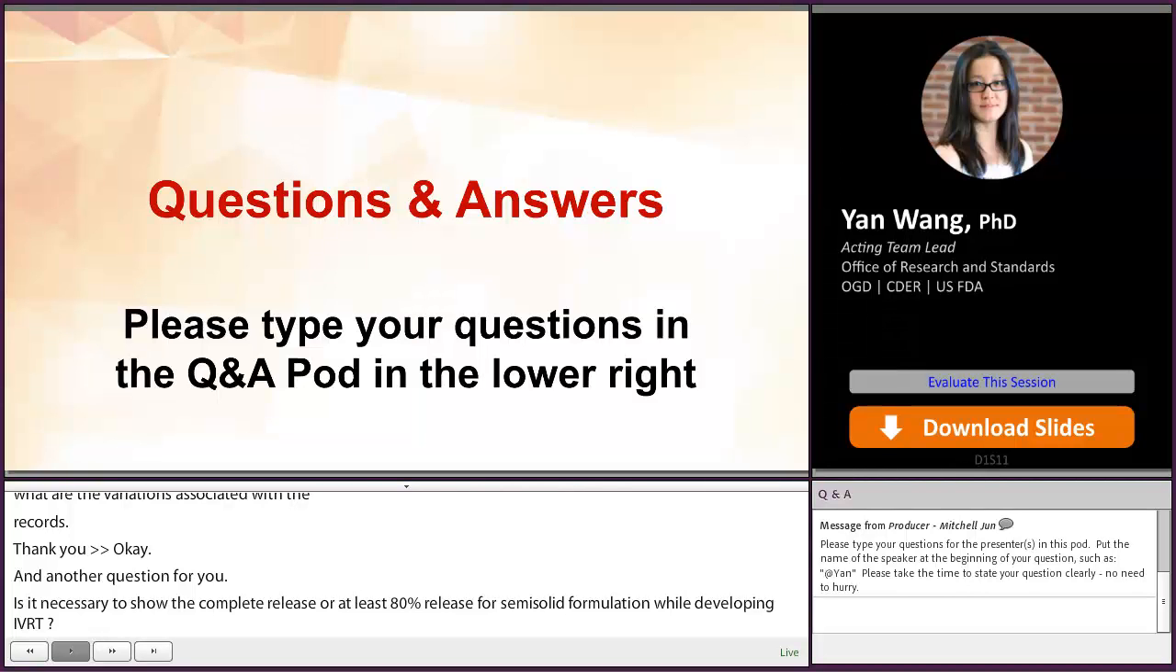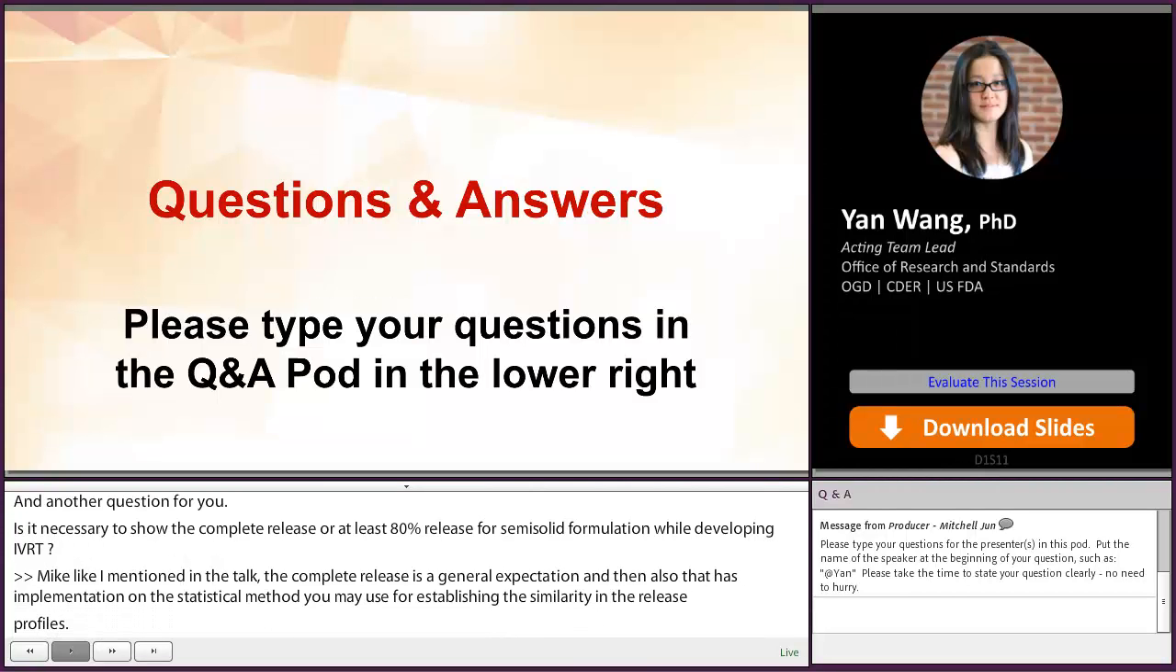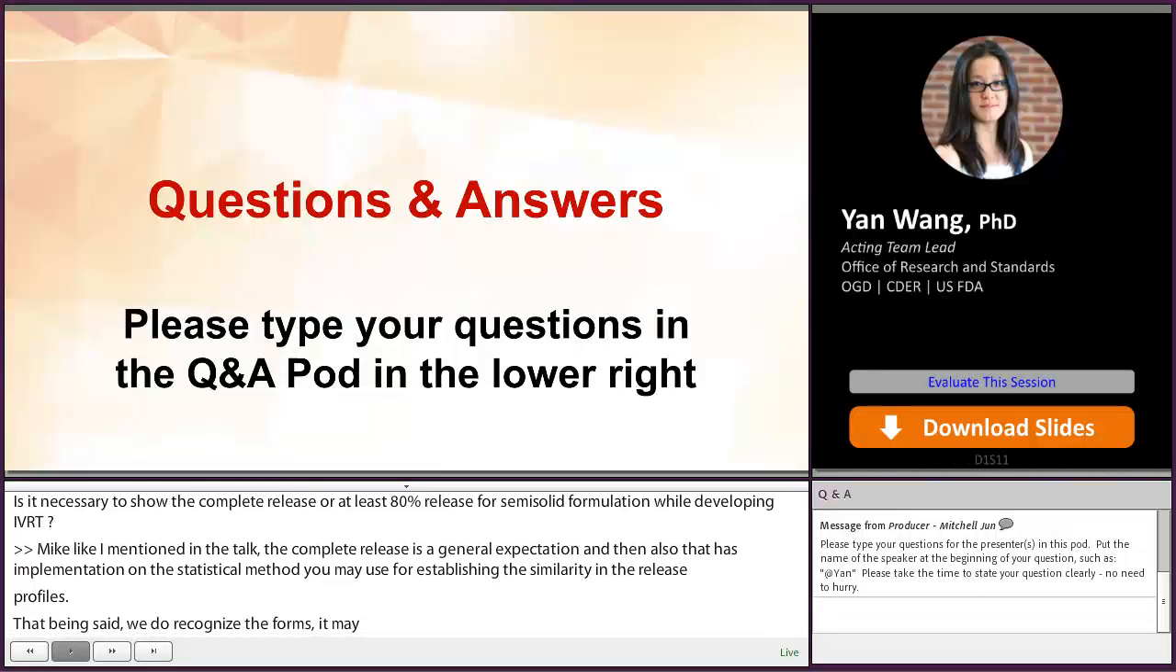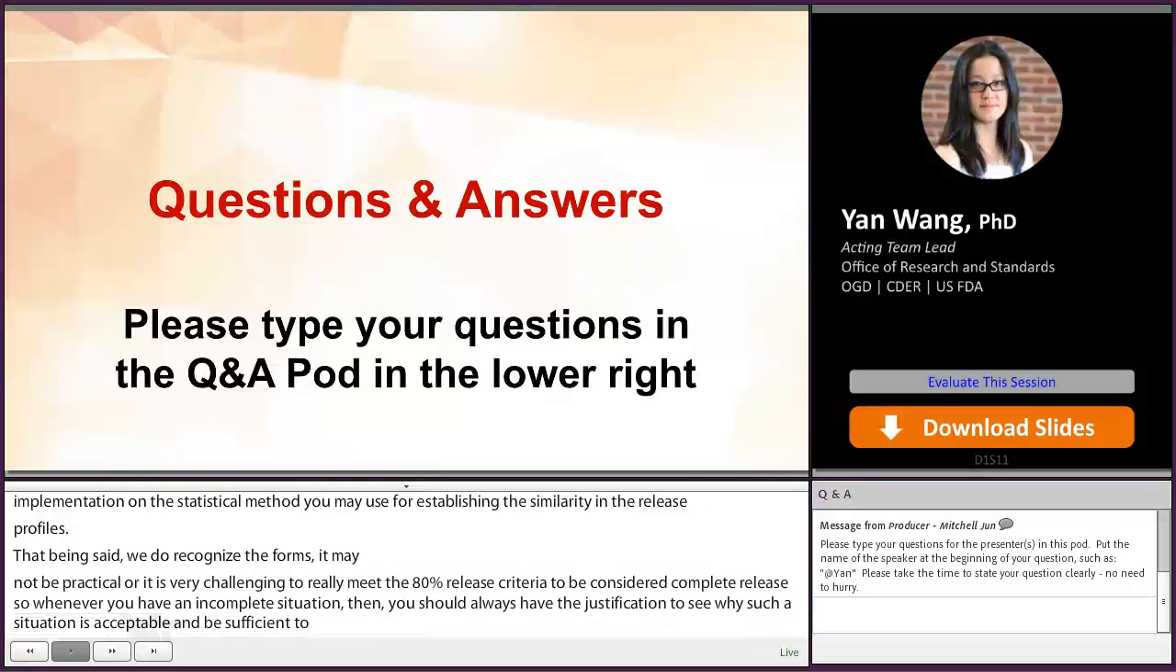That being said, we do recognize, for certain dosage forms, it may not be practical or it's very challenging to really meet the 80% release criteria to be considered as complete release. So whenever you have an incomplete release situation, then you should always include sufficient justification to say why such situation is still acceptable and sufficient to demonstrate your product shows a comparable release behavior compared to the reference. So I think the key really is on the adequacy of your justification. Thank you.